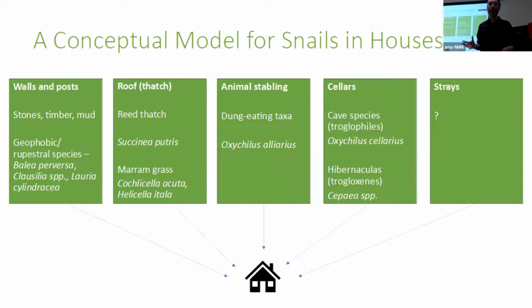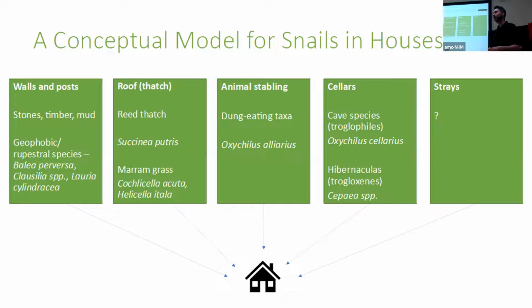Marram grass, sometimes used as roofing material, could introduce Helicella itala. If you have animals in a house as well, then perhaps some species that were associated with dung, like Oxychilus alliarius, maybe there. In more modern houses, we're fully aware.